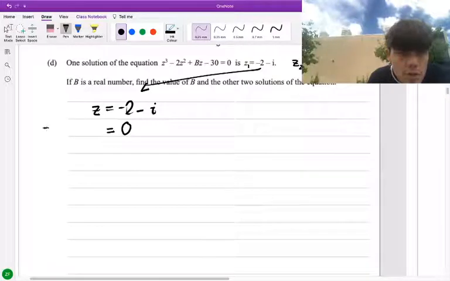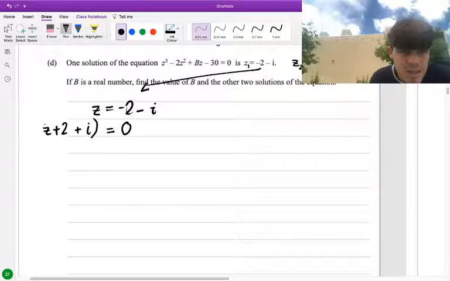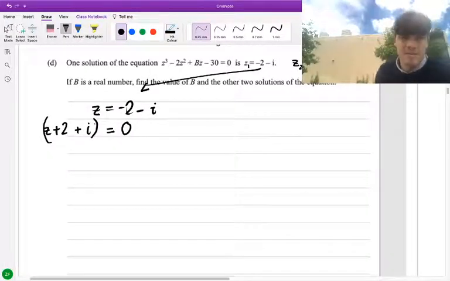Okay, so what we need to do is add 2 onto this side to move it over, and then add 1 onto this side to move it over. So I can say for a fact that z plus 2 plus i is going to be one of the brackets in my factorized polynomial, right?